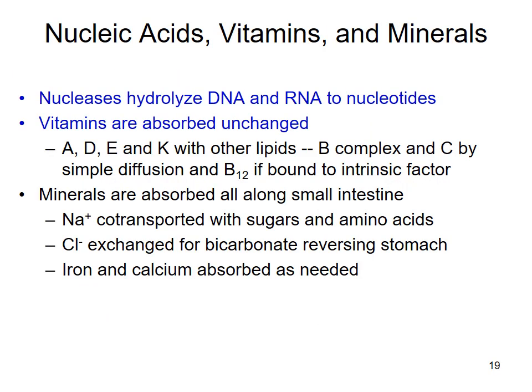A few notations: your smaller molecules like your vitamins and your minerals usually are able to be absorbed unchanged. On your PowerPoint, I wrote down for you your vitamins like A, D, E, and K. They basically move through with the other lipids. We discussed the fact that B12, the one that you need for your DNA replication and red blood cell production, has to be bound with intrinsic factor, which comes courtesy of the stomach.